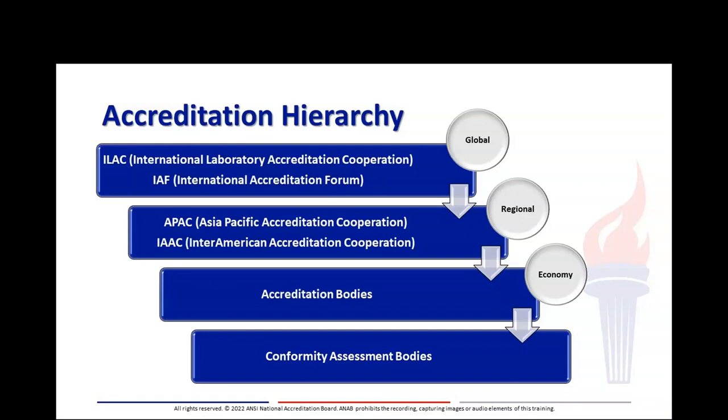Next, we have regional cooperations, such as APAC and IAAC, that expand the arrangements among accreditation bodies in the specified regions. Then, on the economy level, we have the accreditation bodies. Accreditation by a recognition arrangement signatory accreditation body ensures the competence and impartiality of the conformity assessment body because the accreditation body has demonstrated competence to provide those accreditations.